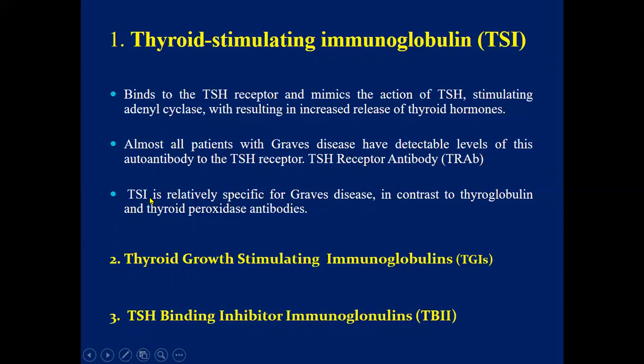Thyroid stimulating immunoglobulin, this is different from this one, is relatively specific for Graves' disease in contrast to thyroglobulin and thyroid peroxidase antibodies. Because it is an autoimmune disorder, different types of antibodies are produced. One is TSI, second is TGI, and third one is the TSH binding inhibitor immunoglobulins. These two are very important for the differentiation of Graves' disease from the other autoimmune disorders of the thyroid gland.